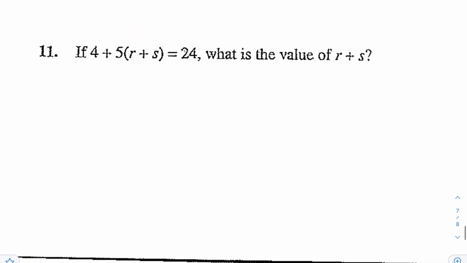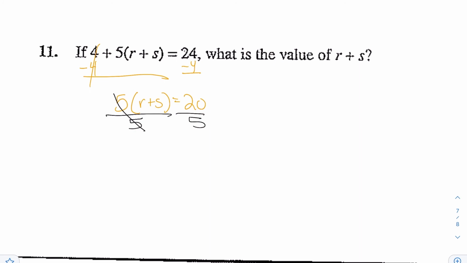All right, next for number 11, if 4 plus 5 times (r plus s) is equal to 24, what's the value of r plus s? So here, you just need to solve for r plus s together. You actually can't solve for each one individually because you only have one equation for 2 variables. But we don't have to solve for them individually. All you have to do is subtract 4. You have 5 times (r plus s) is equal to 20. And then if you divide by 5, you'll actually get to what you want, which is r plus s. You don't want to distribute here. So you get r plus s is equal to 4. If you distribute, you would have to just factor it out again. So that's not helpful.